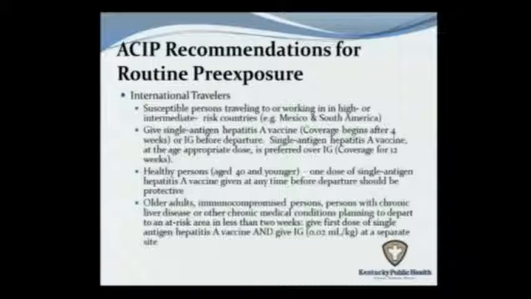For older adults, immunocompromised persons, and persons with chronic liver or other chronic medical conditions planning to depart to an at-risk area in less than 2 weeks, give the first dose of single antigen HAV vaccine and give IG at the same time at a separate site. Okay.